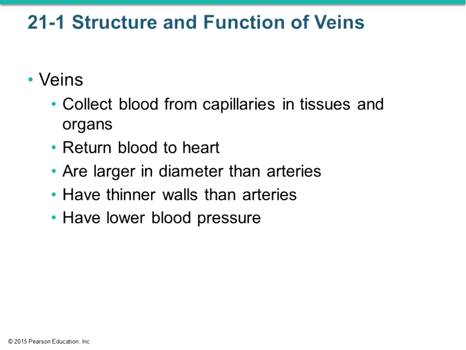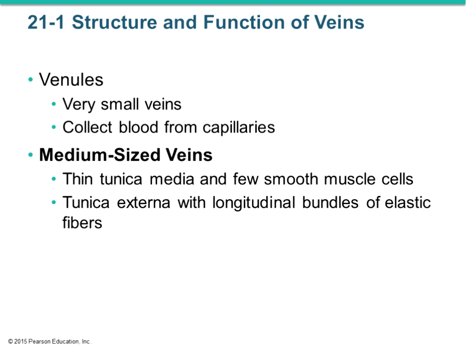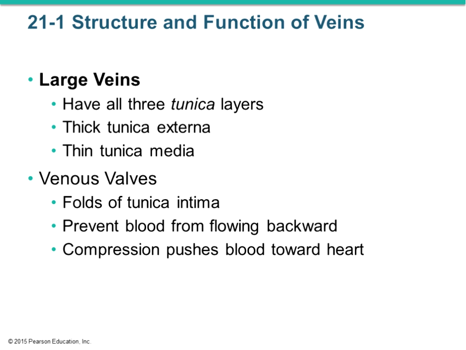So these veins are larger, typically, as we saw in the previous images, in diameter than arteries. They have thinner walls, but most importantly, they have a much lower pressure. So that's a big difference in terms of veins. Venules are very small veins that collect that blood from the capillary. They then turn into medium-sized veins. Again, not a whole lot of smooth muscle. They're getting a little bit bigger. They do have some elasticity to them. And then finally, large veins have all three tunica layers and oftentimes have valves.